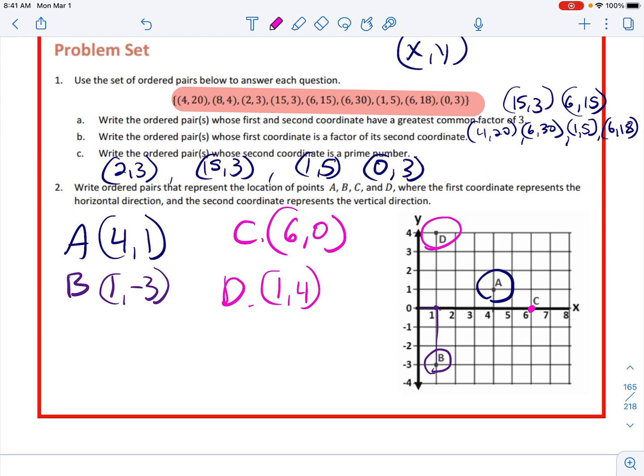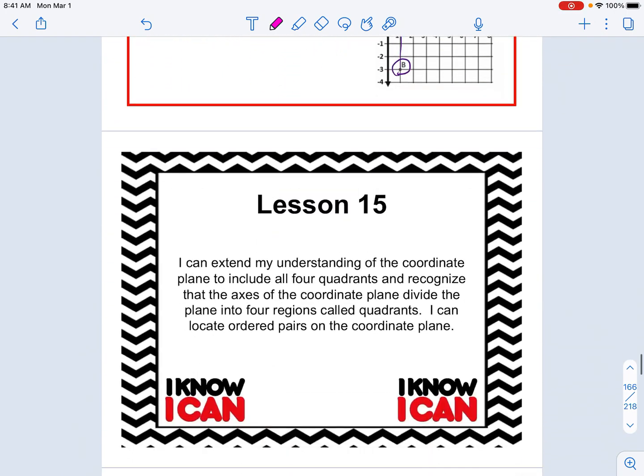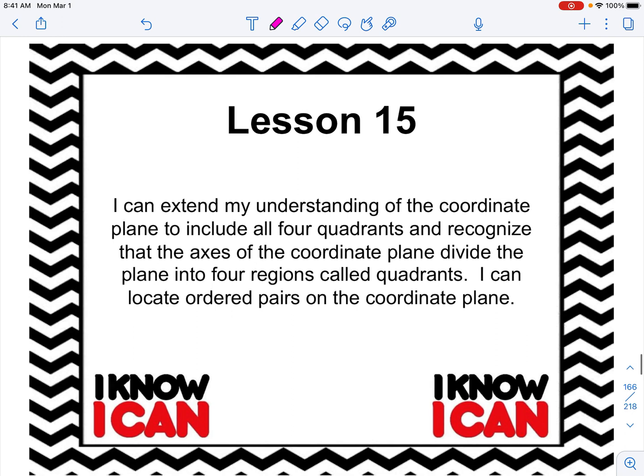Awesome. All right, guys, that is lesson 14. Let's go ahead and get started with lesson 15. Lesson 15 tells us I can extend my understanding of the coordinate plane to include all 4 quadrants and recognize that the axis of the coordinate plane divide the plane into 4 regions called quadrants. I can locate ordered pairs on the coordinate plane.